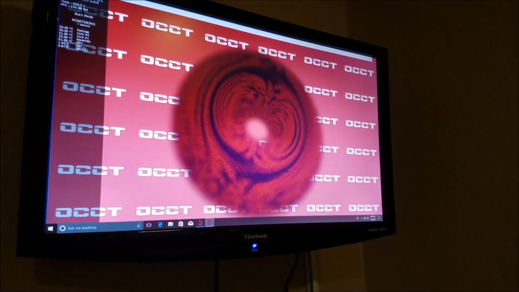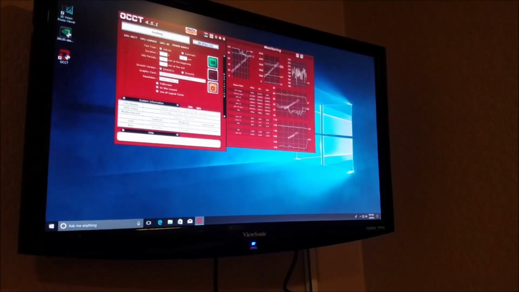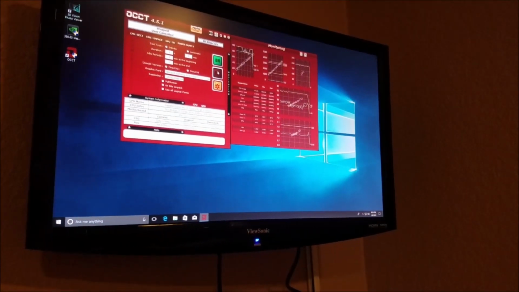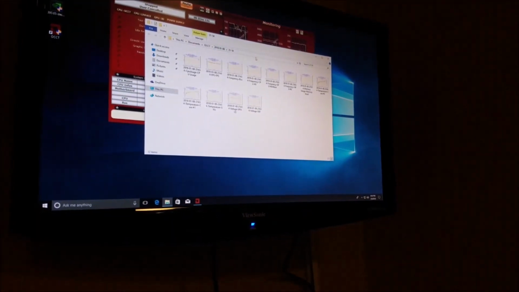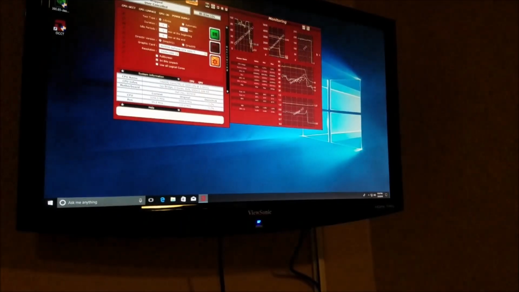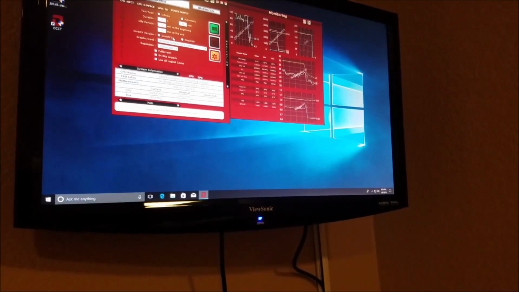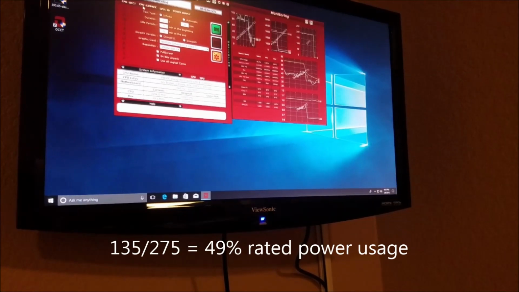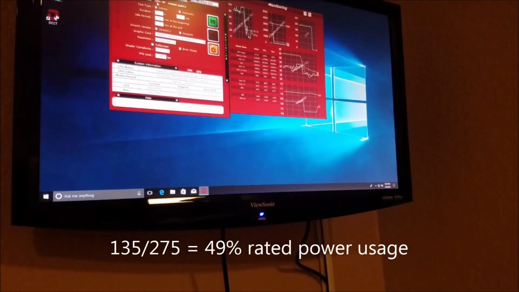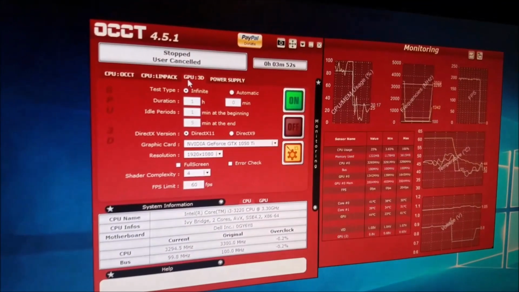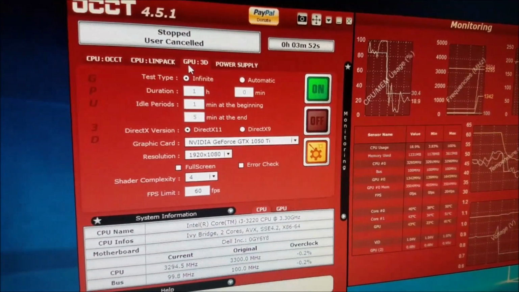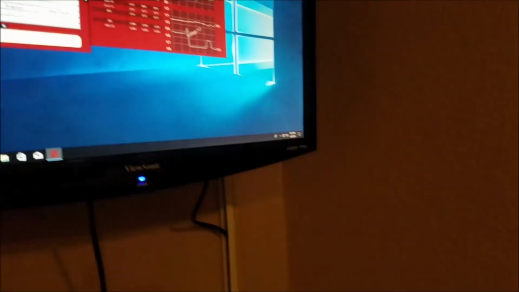The power supply in this Optiplex is only rated at 240 watts, but you've got to remember that's also output power, so at the wall, when it's maxed out, it would probably read more like 275. And a little quick math will show you that that's only pulling about 49% of the power supply's rated power usage. While this is only a 240 watt power supply, it's good quality, so you can trust its rating.